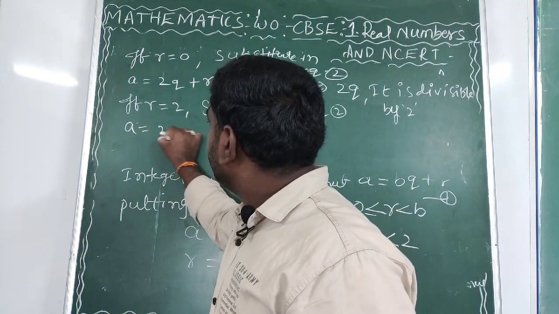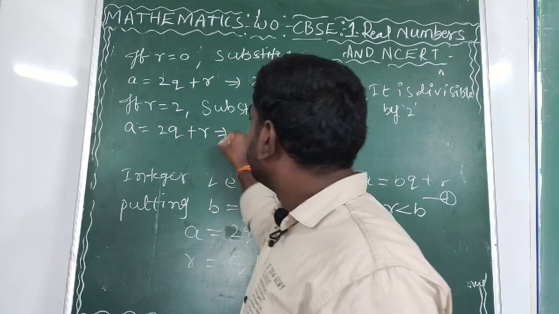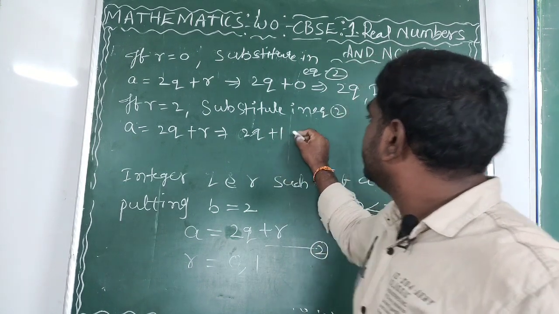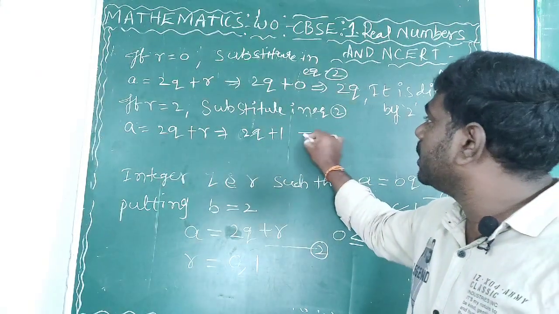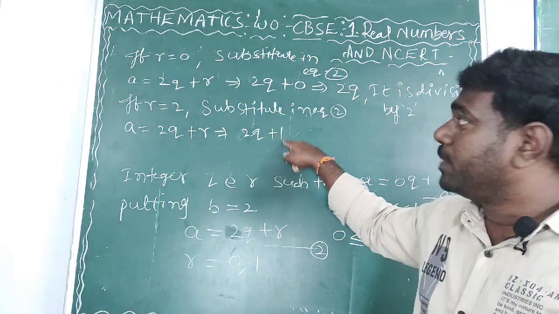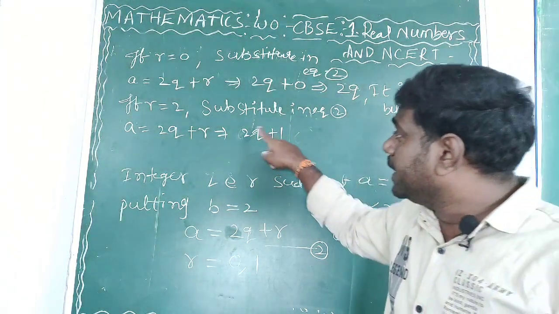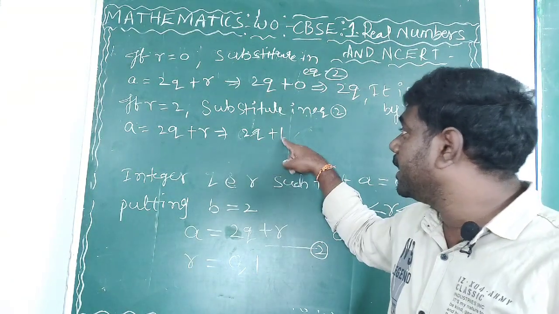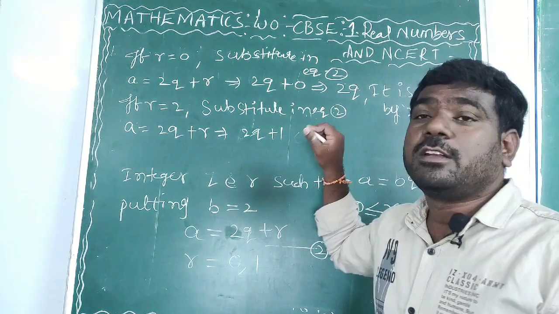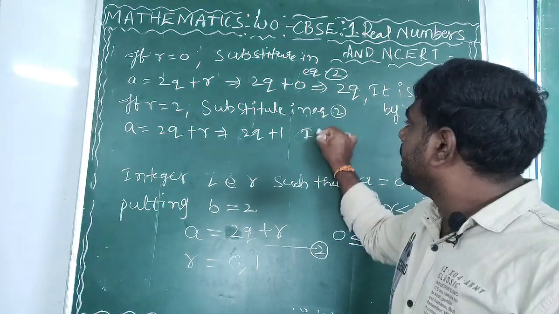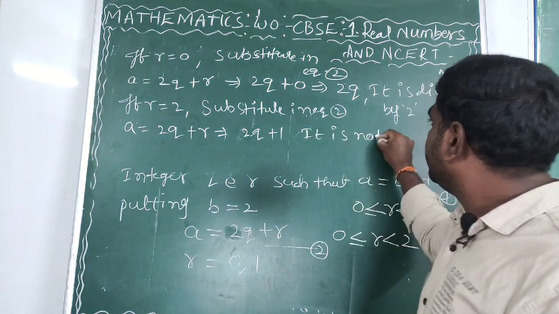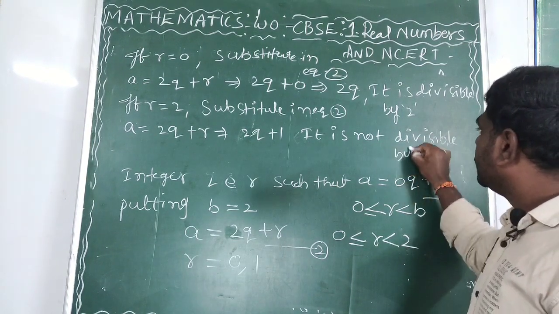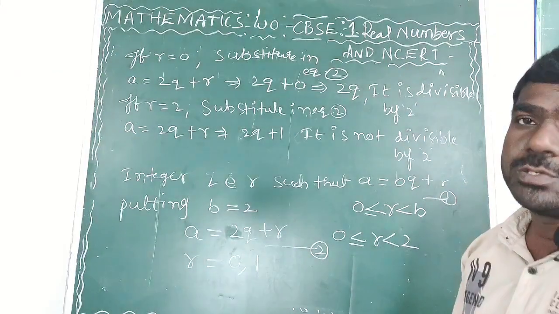See, a is equal to 2q plus r. If I substitute, we get 2q plus 1. Can you tell me if it is divisible by 2? No. Why? Because here 2q is there, and again 1 is there. This entire expression is not divisible by 2.